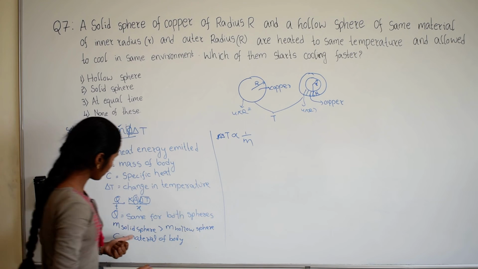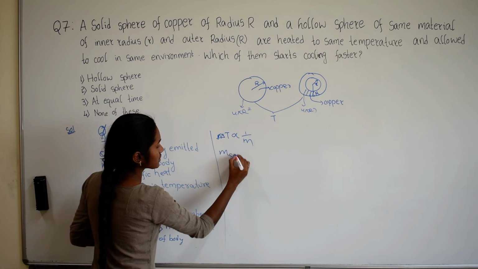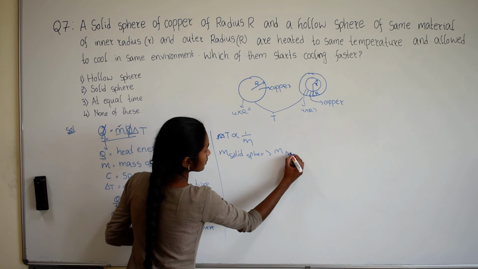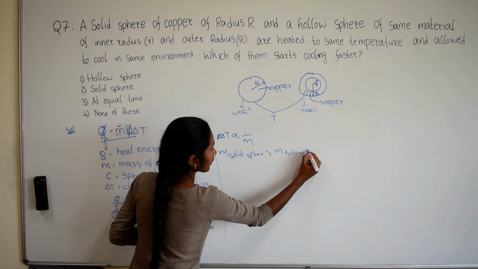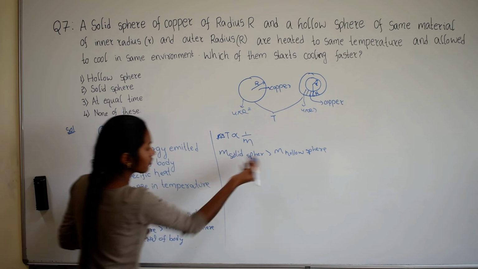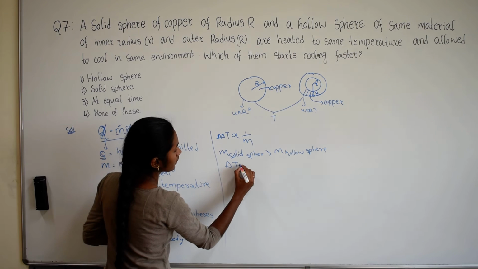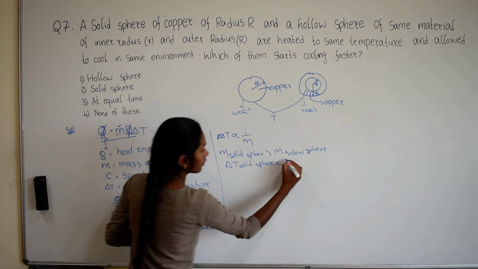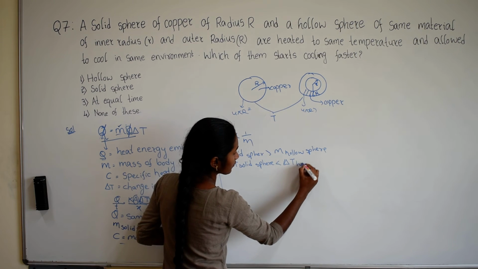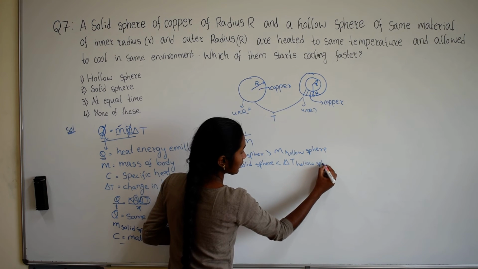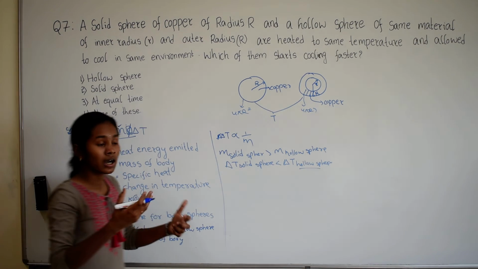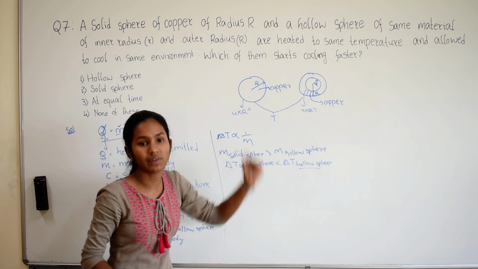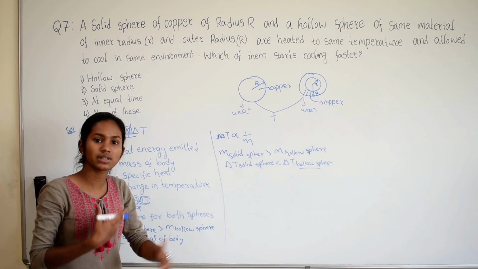So we know the mass of the solid sphere is greater than the mass of the hollow sphere. As they are inversely proportional, ΔT of the solid sphere will be less than ΔT of the hollow sphere. That means the hollow sphere is changing its temperature very fast. So what was asked: which of them starts cooling faster? Here the change in temperature is the rate of cooling.